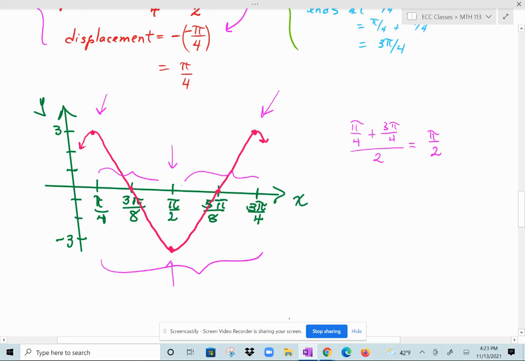So cosine and sine should always begin and end at the same value of y when you're plotting one period of the graph. So that's it for this lesson.